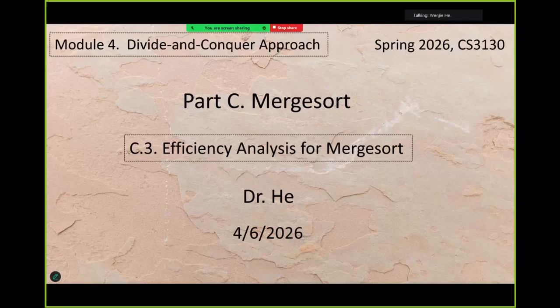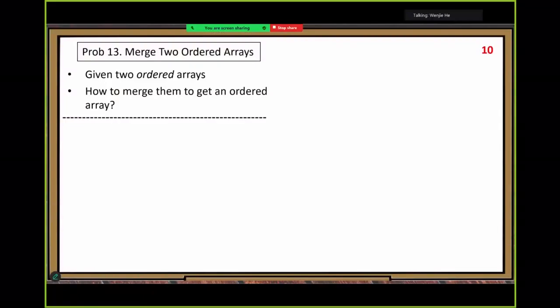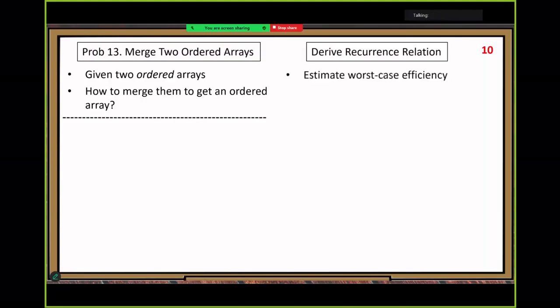Remember, one of our design goals is to avoid poor efficiency. Here, we want to see if we can really avoid the poor efficiency. So let's look at the analysis part: derive the recurrence relation. Here we estimate the worst case efficiency. We just do a very rough estimate, to get some general idea.